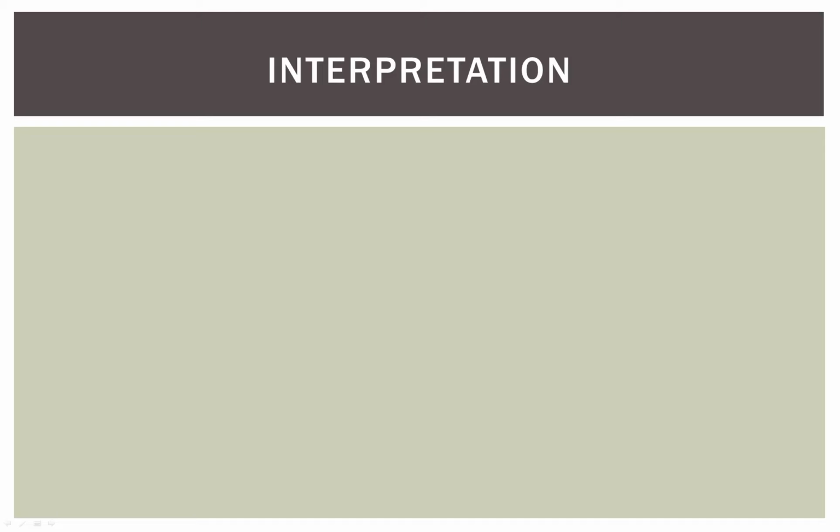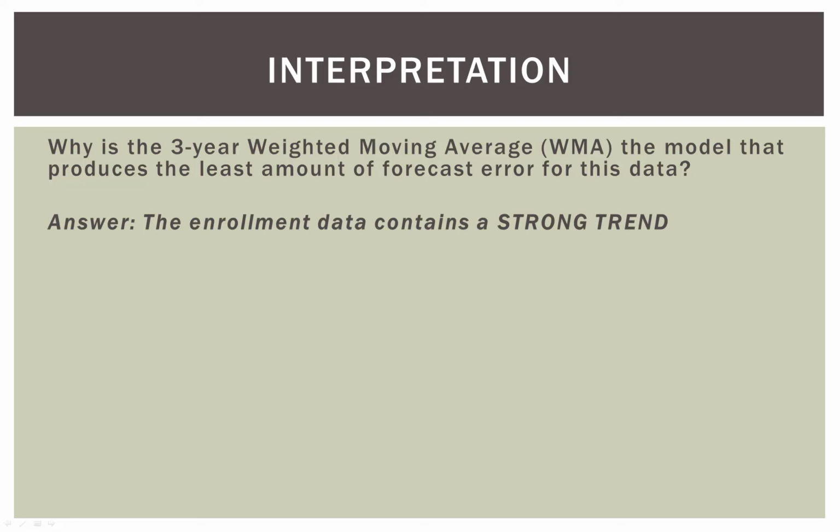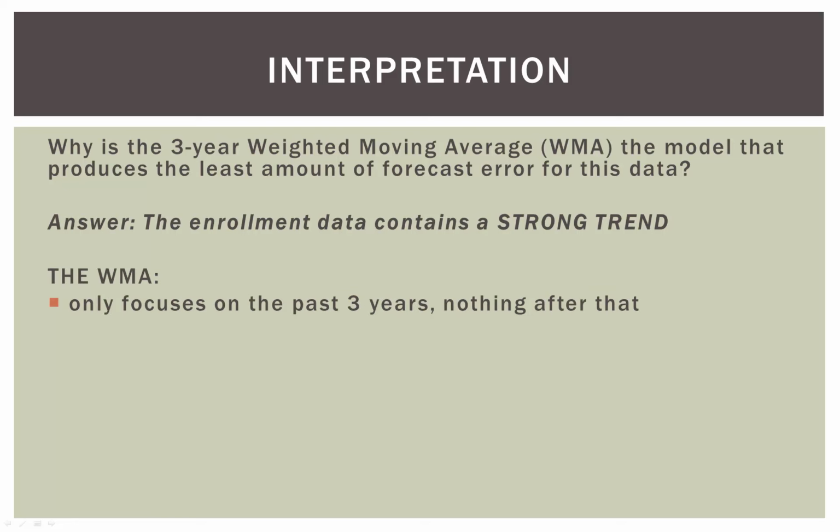So what can we make of all this? How should we interpret our findings? Now, why is the 3-year weighted moving average the model that produces the least amount of forecast error for this data? Well, if you remember what I said earlier and in previous videos, this enrollment data has a very strong trend upward. The enrollment has had a strong trend upward over these years. So, since the weighted moving average only focuses on the past 3 years and nothing before that, it really emphasizes that trending data. It really sort of captures it.